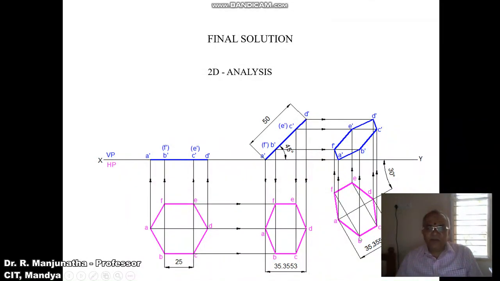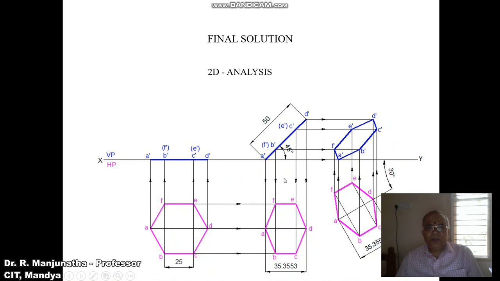Transfer it from this point towards the bottom side, and you will get this point B, and towards this point you will get F. Similarly, with this point as center, cutting below this line, you get this point C, and similarly above this line you get E. Then mark the points as B, C, E, F. Then join A to B, B to C, C to D, D to E, E to F, and F to A with a dark line.